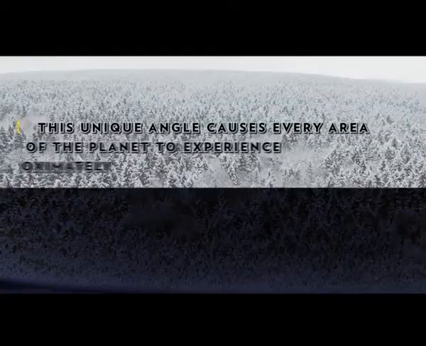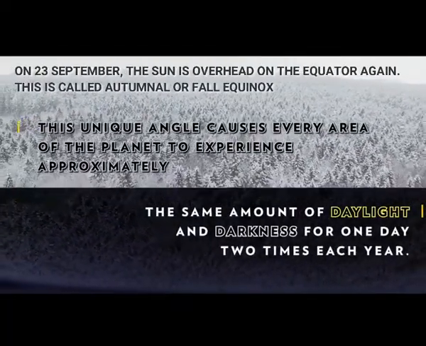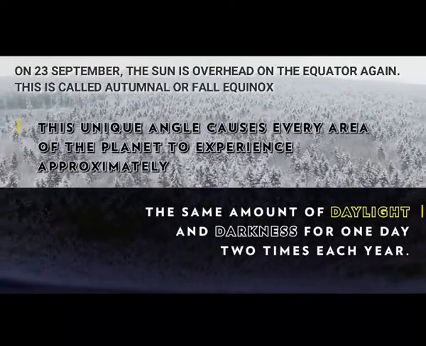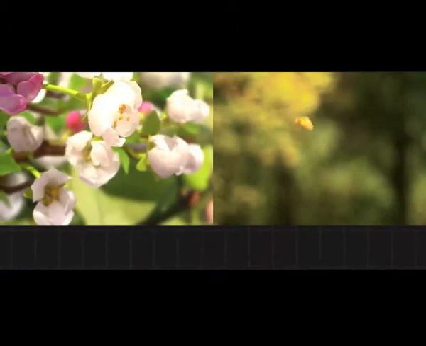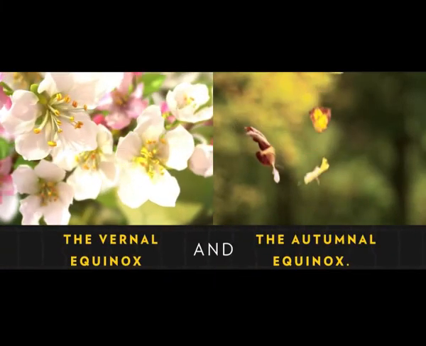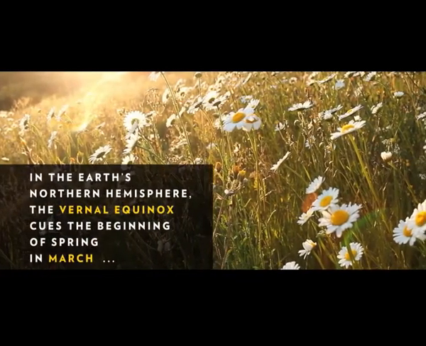Now let us see autumnal equinox or autumn equinox. On 23rd September, the sun is overhead on the equator again. On this day, the northern hemisphere has autumnal or fall equinox while the southern hemisphere has spring equinox.